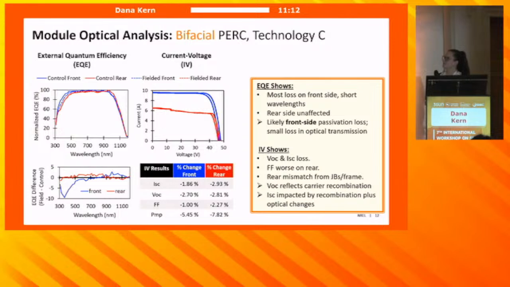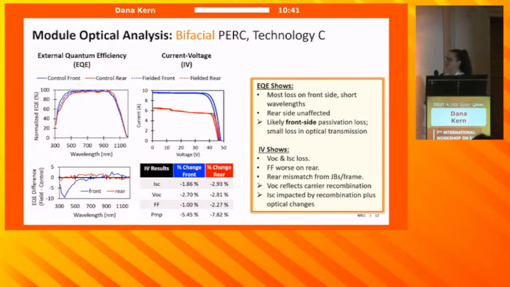Then we can perform more analysis on why the modules degraded. This is an example of a bifacial PERC module. We'll collect the external quantum efficiency with the front side measurement shown in blue and the rear side measurement shown in red. External quantum efficiency is like the efficiency of extracting charge split out over these different wavelengths. And then down here we can take a difference plot to show which wavelength regions were degrading more between the control and the aged module.